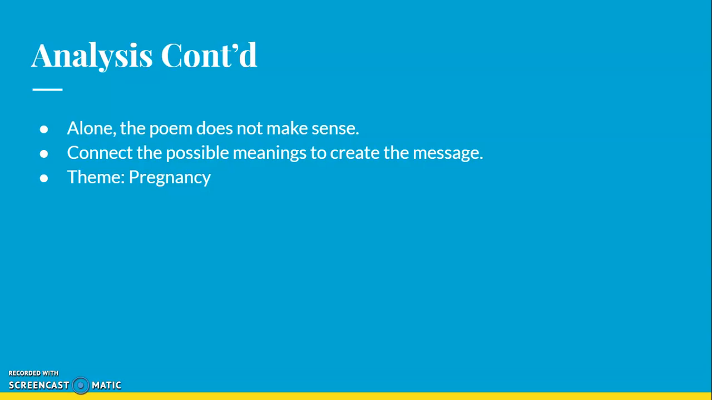Alone, the poem does not make sense, but by connecting the possible meanings or connotations of the words that do not make sense to us, we're able to create some sort of message, something that the author is trying to convey to us. So I've done some research on this poem. The poem was written when the author was having a baby, so she was in her pregnancy, and that's where the connotations come from. That's where the message is formed.